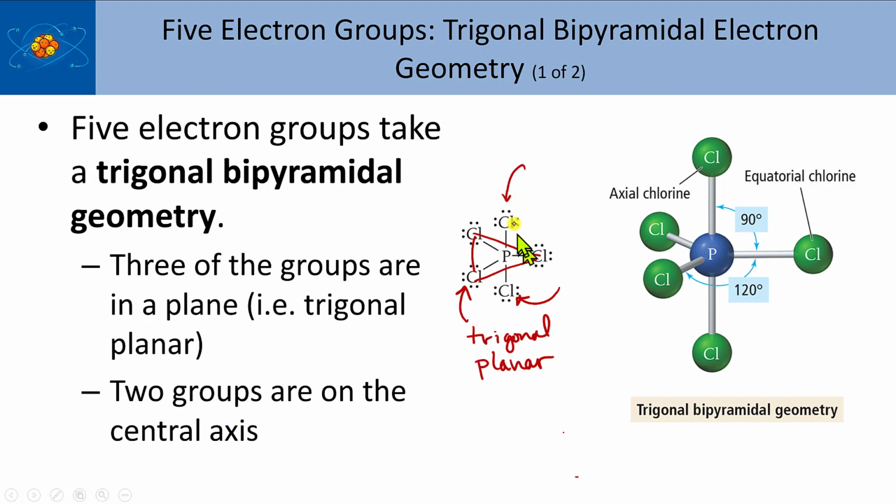So we have 2 groups in addition to the phosphorus on the central atom, on the axis, and in the equatorial positions we have 3 groups in a trigonal planar geometry. So when we look at the bond angles in a trigonal bipyramid, the groups that are going vertical are at 90 degrees to the ones in the equatorial position, and the equatorial atoms are 120 degrees, the trigonal planar part, 120 degrees apart from each other.